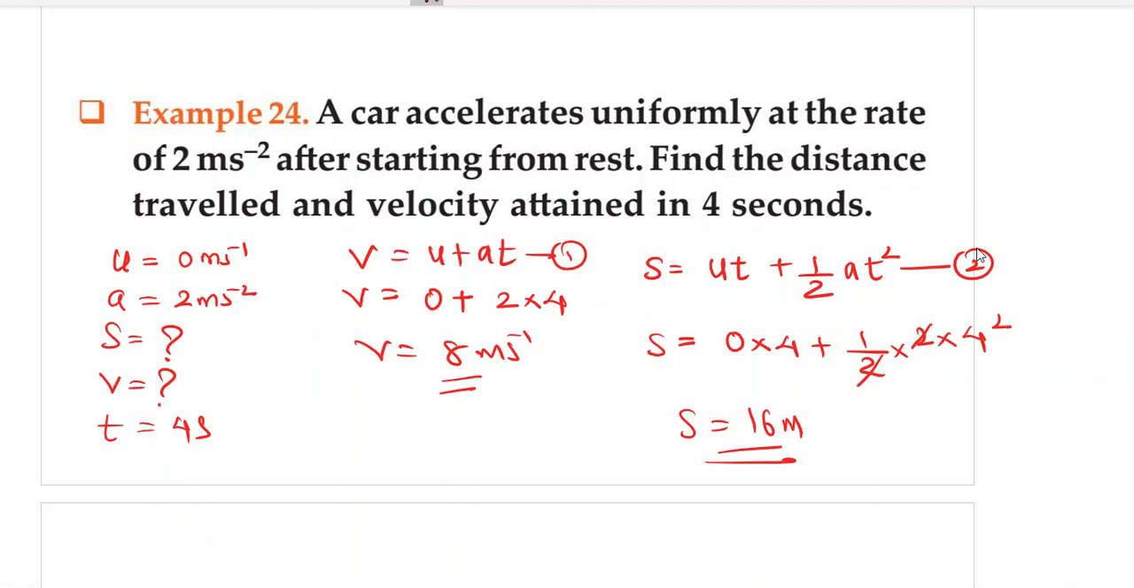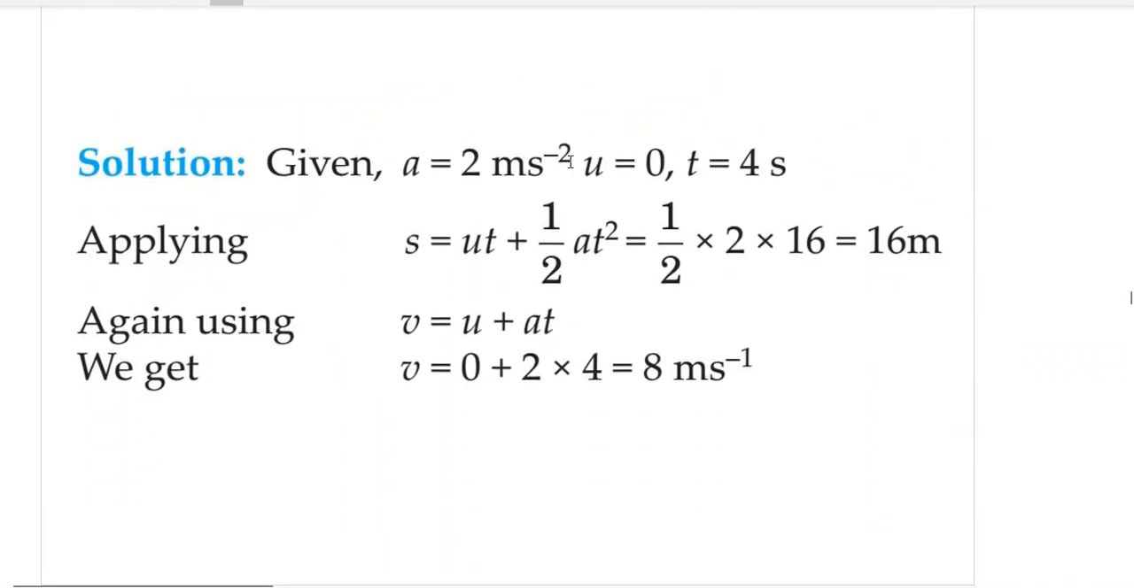So some people might have this question: can't we use the third equation of motion? Of course you can. You are free to use any equation of motion you want to. Only thing, the method should be correct and you should get the correct answer. Calculation should be correct. Let's check the answer. 8 meter per second is the final velocity and the displacement is 16 meter.